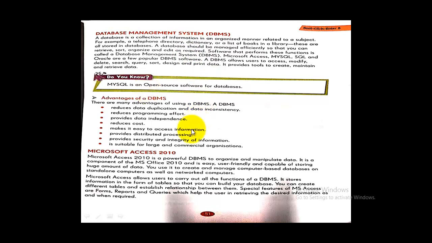Now, what are the advantages of a DBMS? There are many advantages of using a DBMS. A DBMS reduces data duplication and data inconsistency, reduces programming effort, provides data independence, reduces cost, makes it easy to access information, provides distributed processing, provides security and integrity of information, and is suitable for large and commercial organizations. These are the advantages of a database management system.